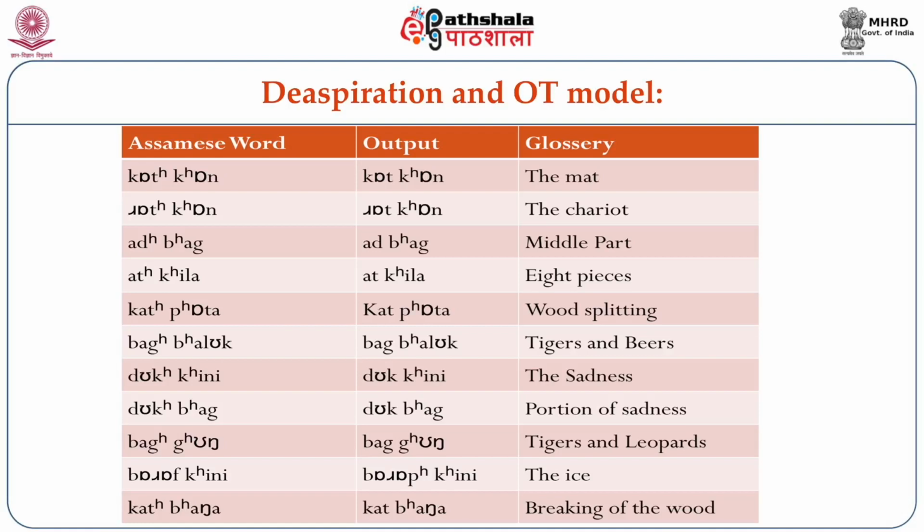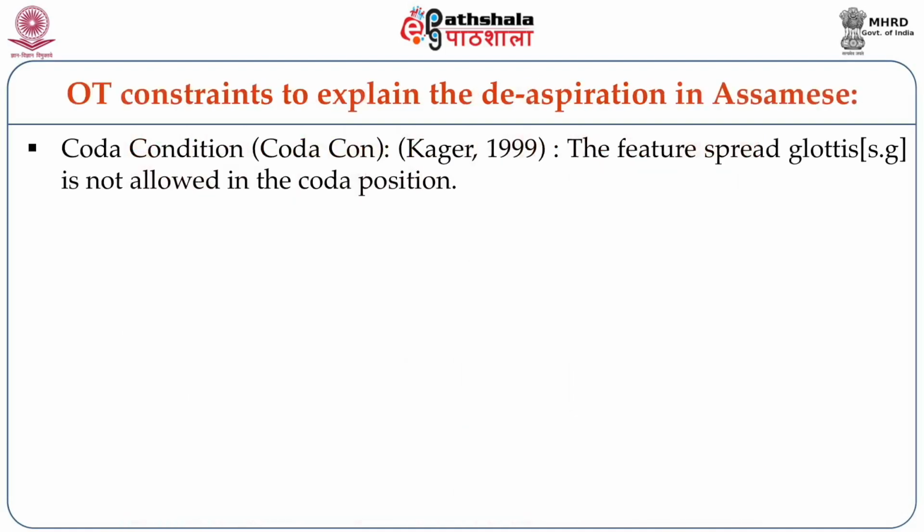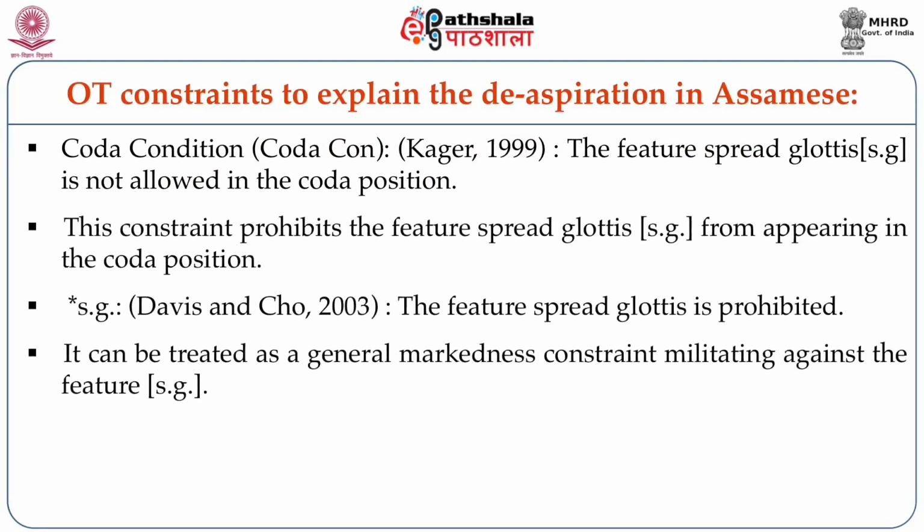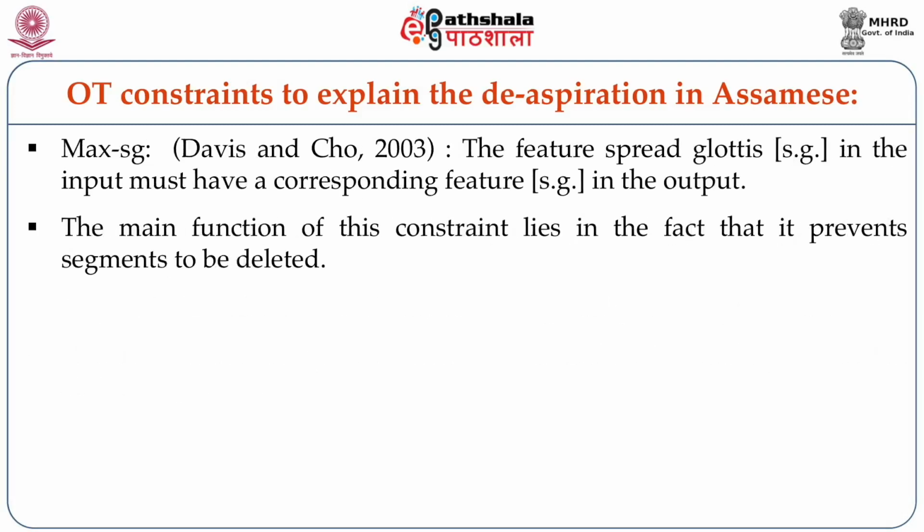Now the OT constraints. Why are these things happening? We have certain constraints which are responsible for the emergence of such winners. We have seen the constraint CodaCondition: the feature spread glottis is not allowed in the coda position. Then *SG, that means the feature spread glottis is prohibited. Then we have taken the constraint MAX SG: the feature spread glottis in the input must have a corresponding feature in the output. That means you should not delete the feature.